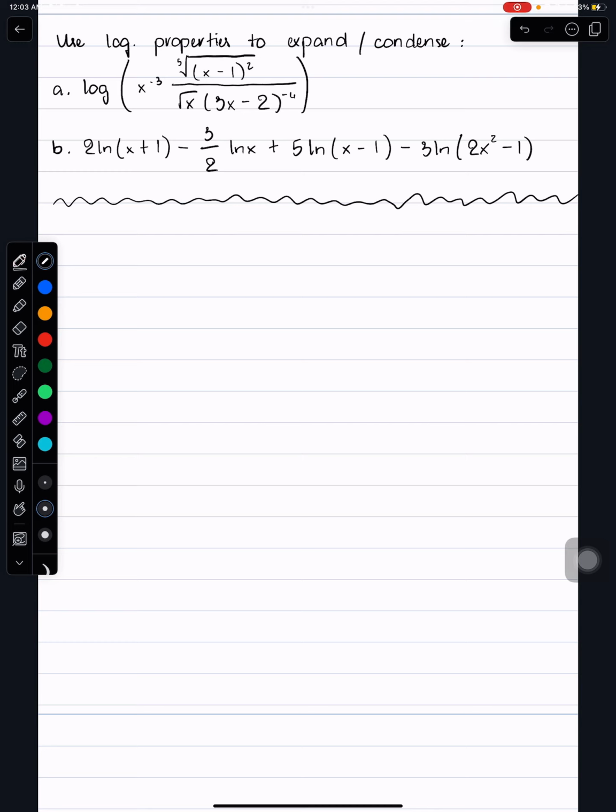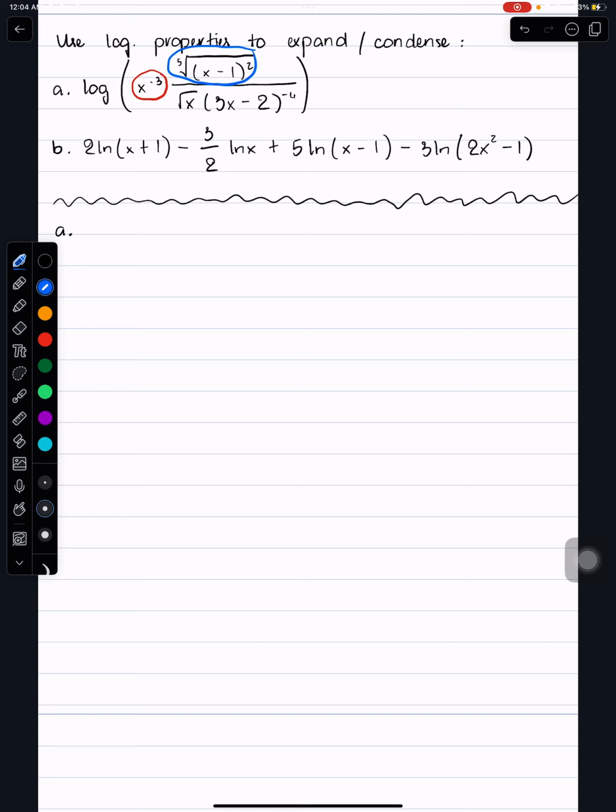For part A, the most important thing for this type of problem is to identify the terms of its own, right? For the inside of the log, you have to circle different terms. You have to break it down into different terms, okay? So I'm seeing x to the negative 3 as one group, right? And the next group, I'm seeing the top one, the x and the minus 1, they are together because they're in the same parentheses and they have the same effect on the 2 and the root 5, right?